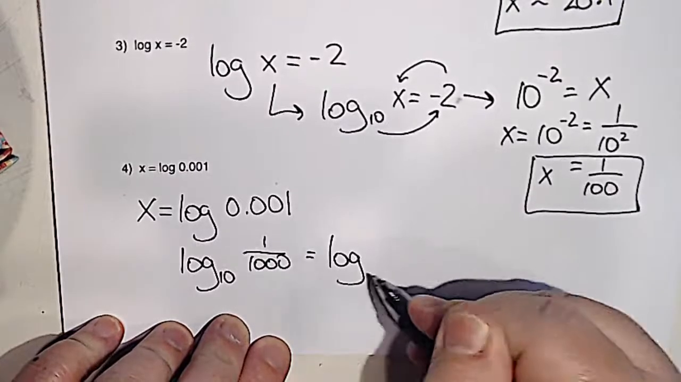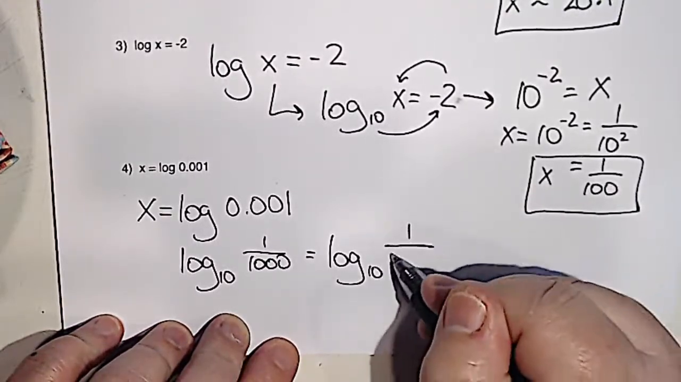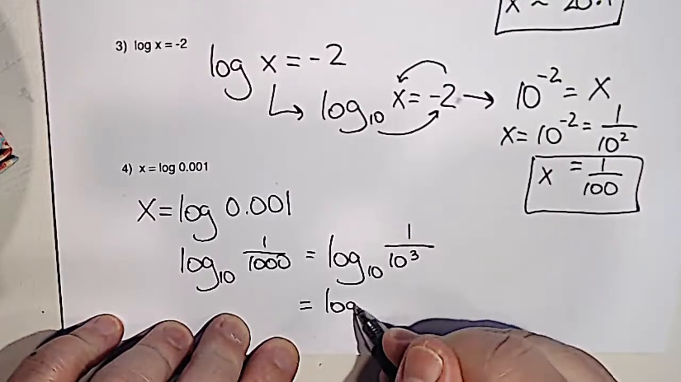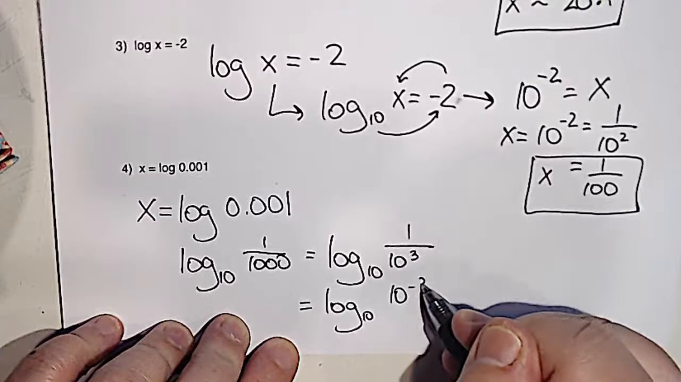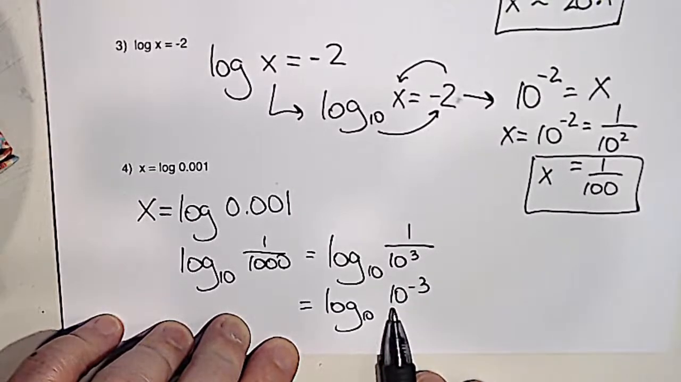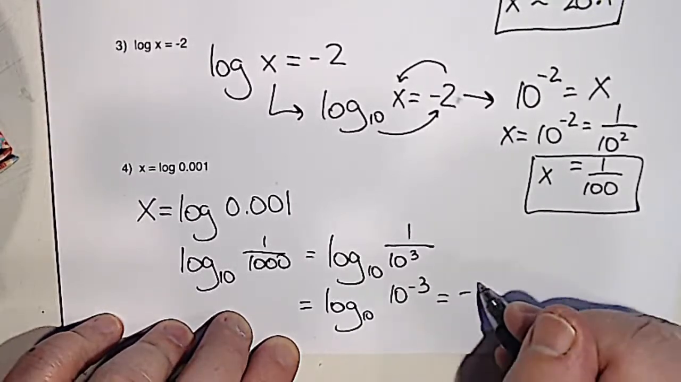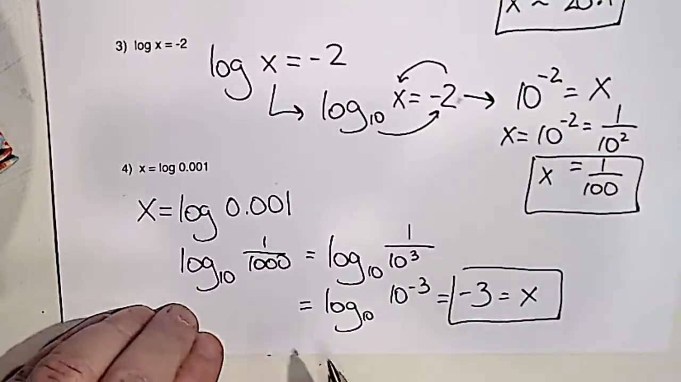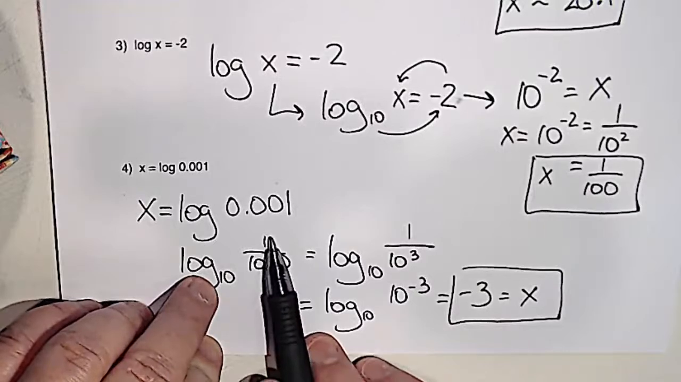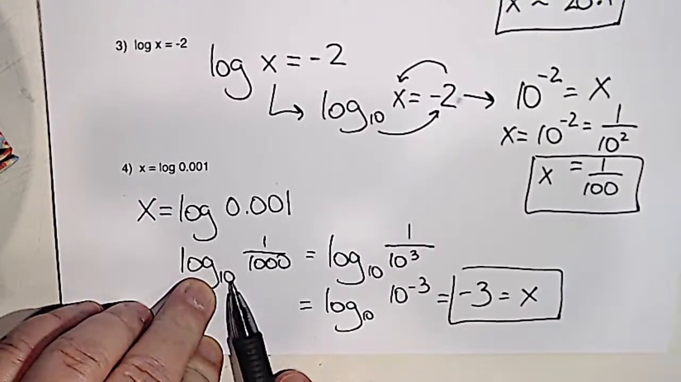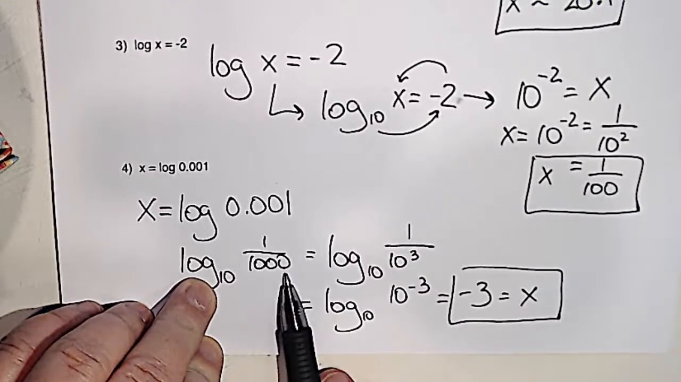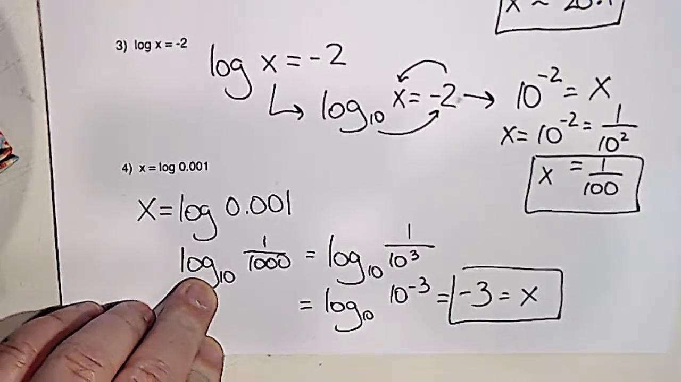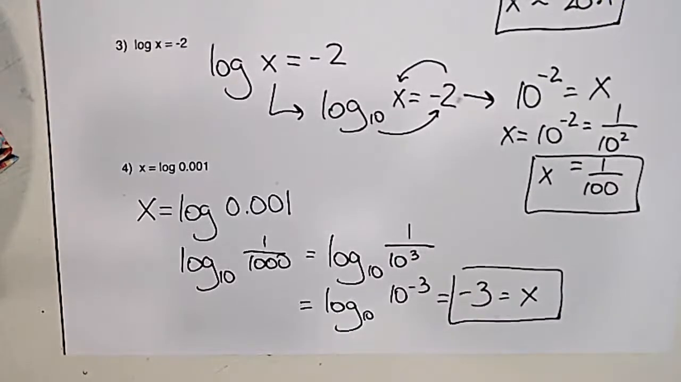So what is this going to be? This is log base 10 of 1 over 10 cubed. So that means it's log base 10 of 10 to the -3rd. So how many 10s are there? There are -3 10s. How many 10s multiplied together make 1 over 1,000? 10 to the -3rd power makes 1 over 1,000.